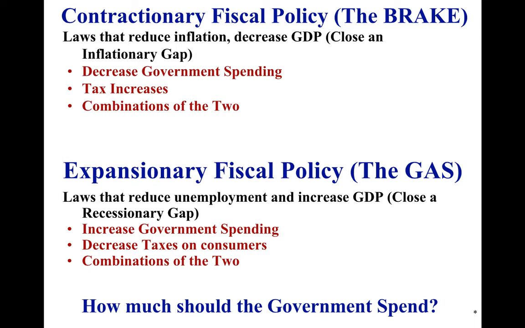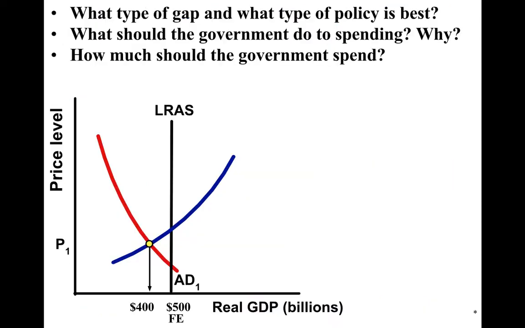So what we're trying to figure out is, let's say we're in a recessionary gap, how are we going to actually figure out how much the government should spend? How do they do that? Okay, so looking at this, what type of gap do we have and what type of policy is best? Okay, so obviously we have a recessionary gap. Our meeting point there is to the left of the long run aggregate supply curve. So let's say the government spends, how much should they spend? Well, it looks like they should spend $100 billion because there's a $100 billion gap, right, between 400 and 500.